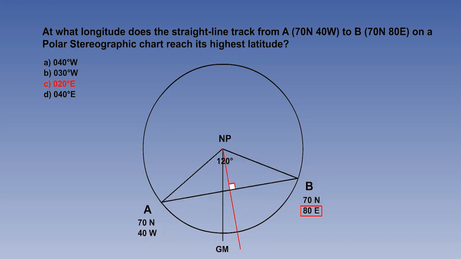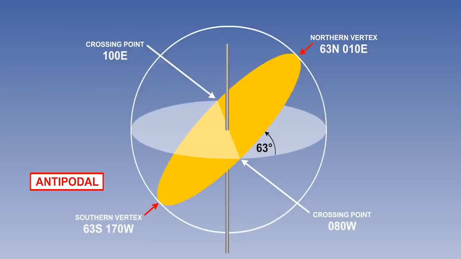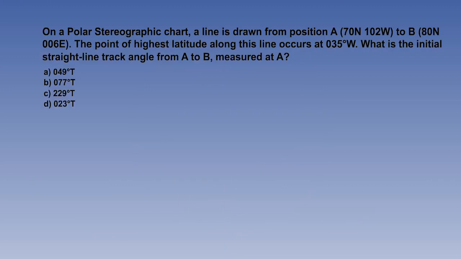This idea that a track is at its highest latitude when it is perpendicular to the meridian can be useful in solving track angle problems. We have encountered a similar idea before right at the start of the course when we were studying vertices. The vertex is the point on the great circle when it is closest to the pole, and the track is always 090 or 270. This idea is sometimes used by examiners.